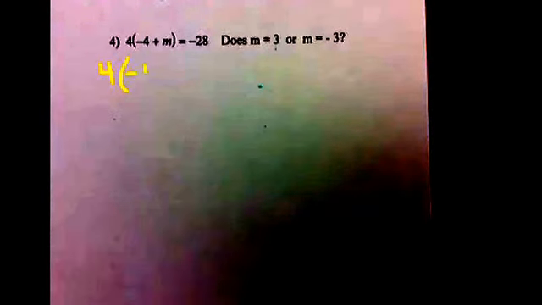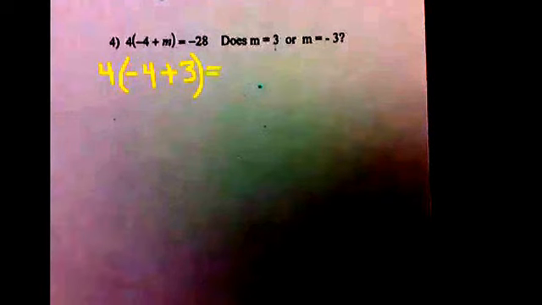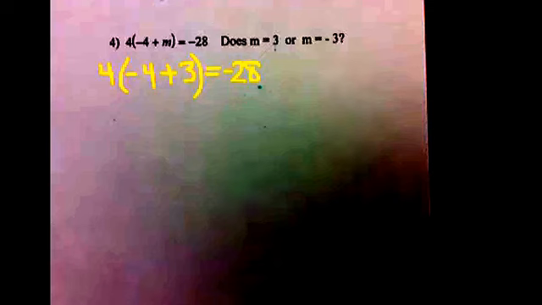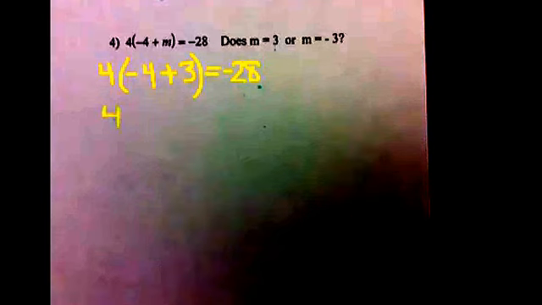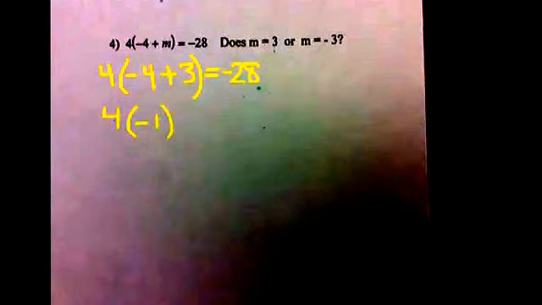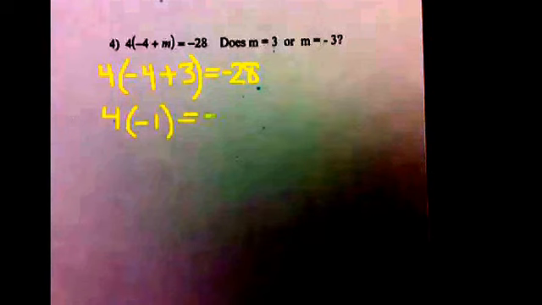We'll rewrite our equation. 4 parentheses negative 4 plus m, and m is 3, parentheses equals negative 28. So we've got to use PEMDAS. PEMDAS tells us to do the parentheses first, so I'm going to do what's in the parentheses. I'm going to combine it. So I've got 4 parentheses, negative 4 plus 3 is negative 1, equals negative 28.